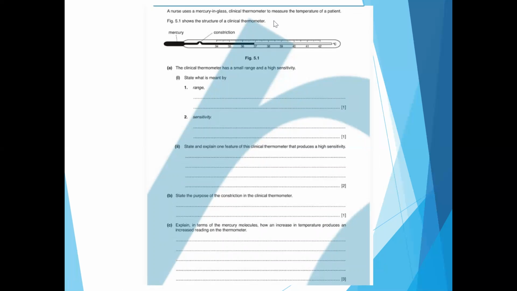The first question states, what is meant by range? Range is the difference between the maximum and minimum points. What is sensitivity? Sensitivity is the distance moved by the thread per unit temperature rise. What feature does it have that gives high sensitivity? We can give two answers. Either that it has a larger bulb, which means more mercury, which means there is a greater increase in volume, hence high sensitivity, or we can say it has a narrow bore, so that it covers a greater distance for a given increase in volume.